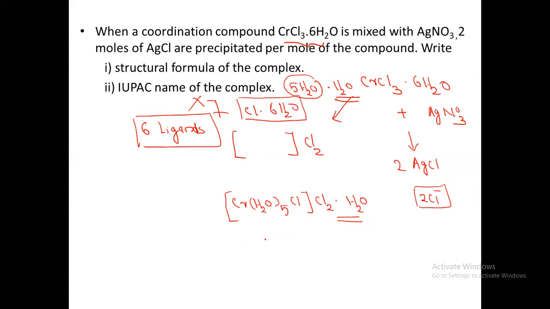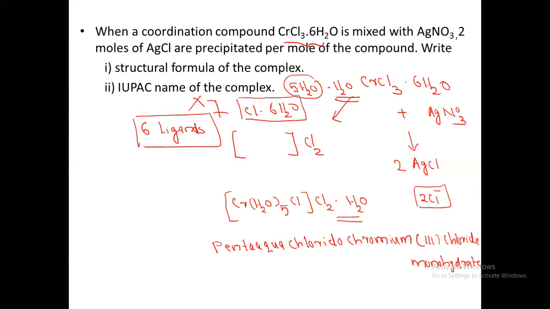Okay, so how to name this? It's a positive complex. So aqua and chlorido, right? So alphabetic preference. So pentaaquachloridochromium(III) chloride. It's one H2O, right? So we say monohydrate. So already we discussed how to name hydrated salt, like in the previous video. So it's monohydrate, half H2O, hemihydrate, 2 H2O, dihydrate, like that. Okay, I hope it's clear.